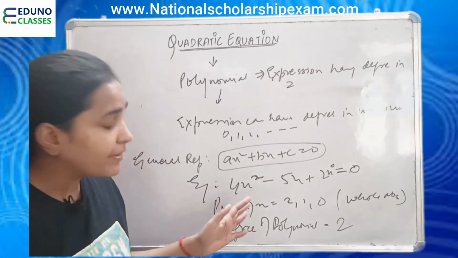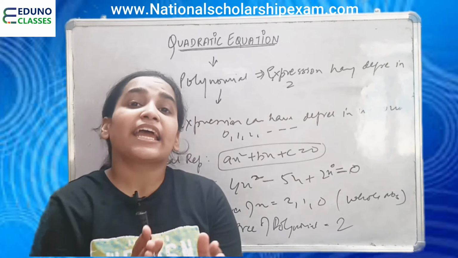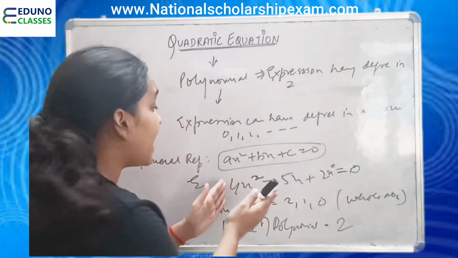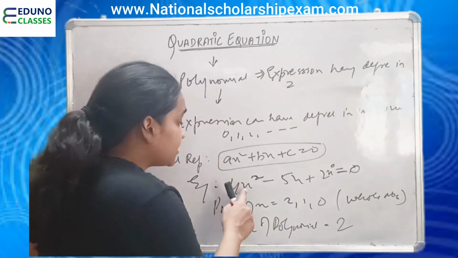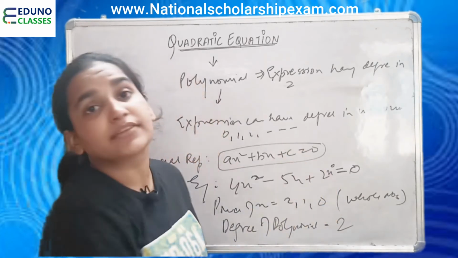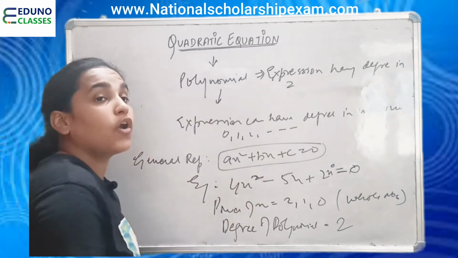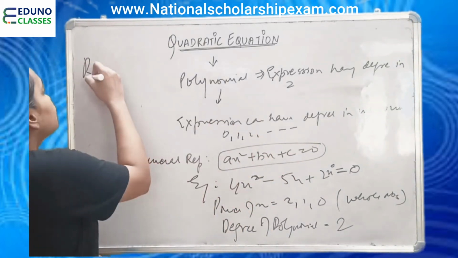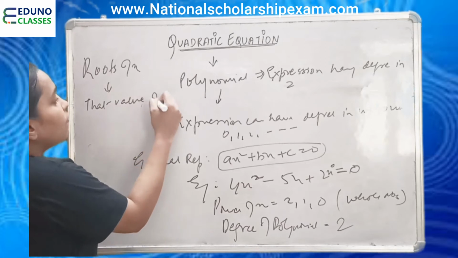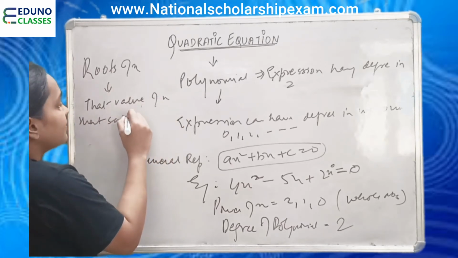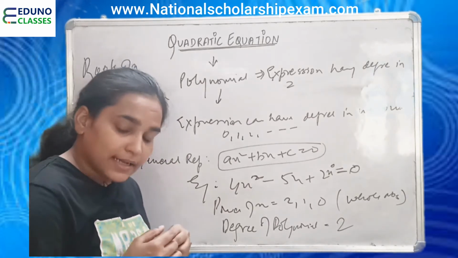Now, we need to solve this quadratic equation, and when I say I have to solve the quadratic equation, I mean that I have to find the value of x such that it satisfies this equation. I have to find the value of x such that 4 into x square minus 5x plus 2 gives me 0. This is what is meant by solving a quadratic equation. Those values of x are also called roots. So what is a root? That value of x that satisfies the quadratic equation.